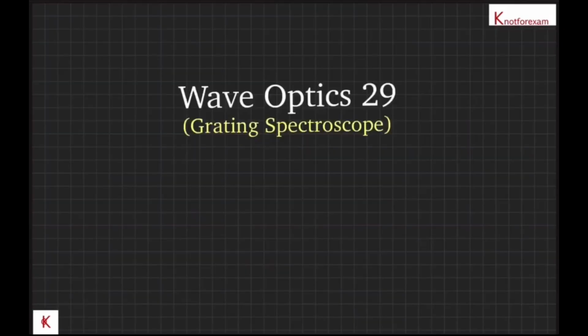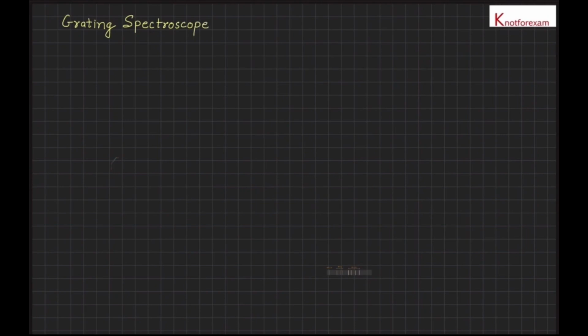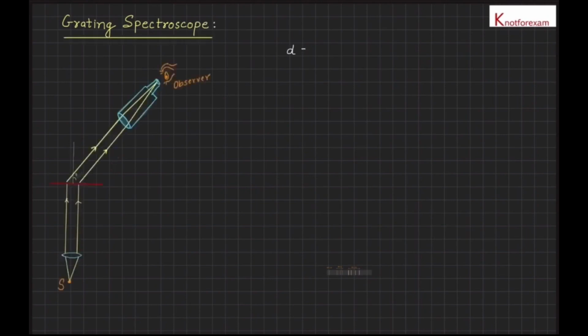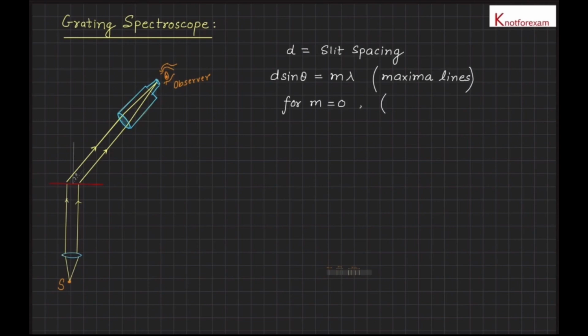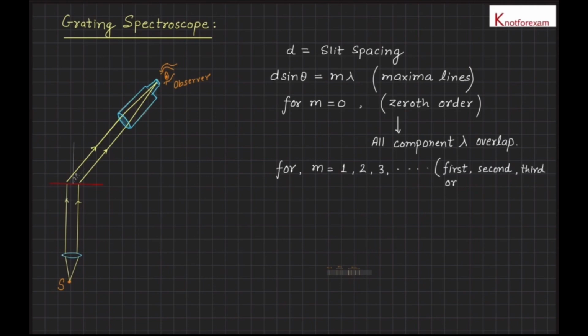We are going to talk about the grating spectroscope. The key component of a grating spectroscope is a diffraction grating. It diffracts incoming light into various directions, separating it into constituent wavelengths. Let's take a look at the given figure. If d is the slit spacing, then the position of the mth order maxima lines is given as d sin theta is equal to m lambda, and for m equal to 0, or zero order maxima, all components of lambda overlap, and for m equal to 1, 2 and 3 and so on, we get first, second and third order maxima.